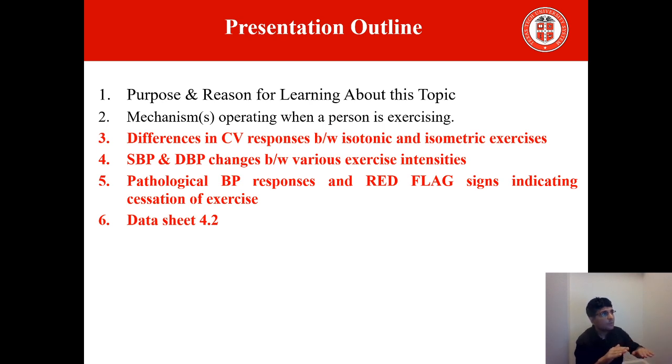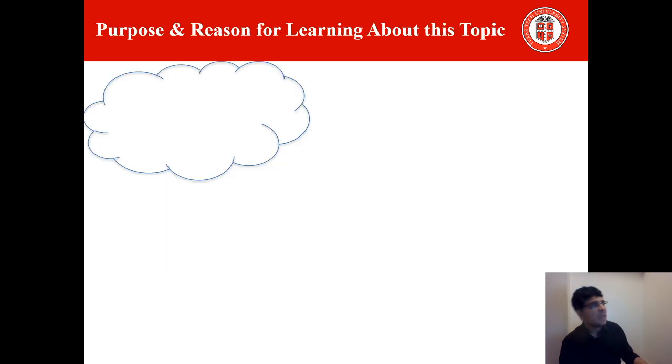And once we are done with the normal, then we will discuss what the abnormal or the pathological blood pressure responses are and what the red flag or danger signs are, which indicate that you should stop or cease exercise. And at the end, we will discuss something about the data sheet which you're going to do in your lab once you are in here later during the day. Great, so we are all set and let's make a start.